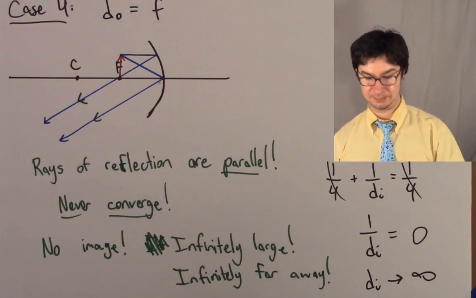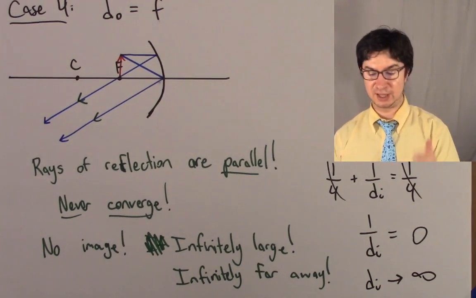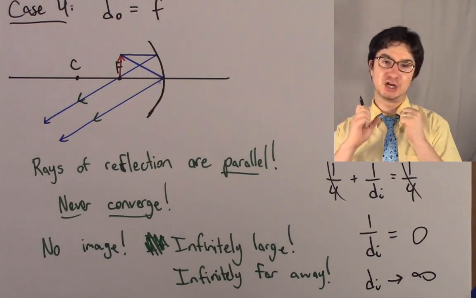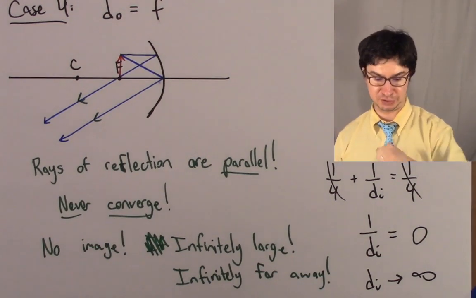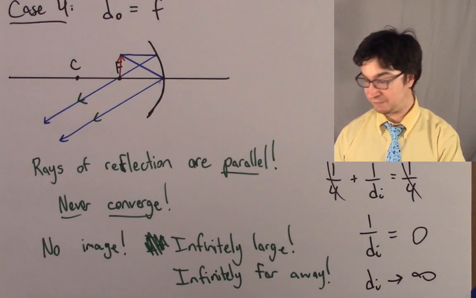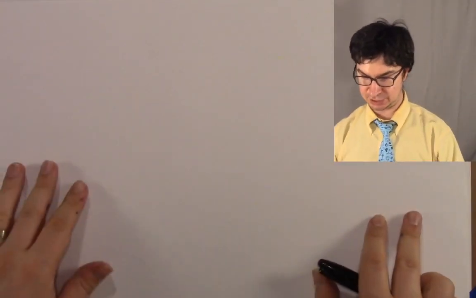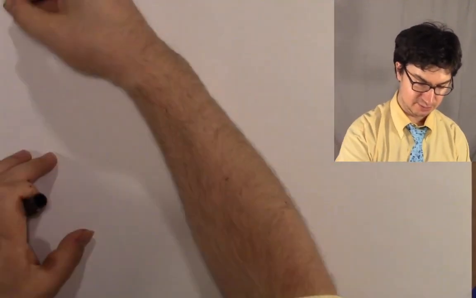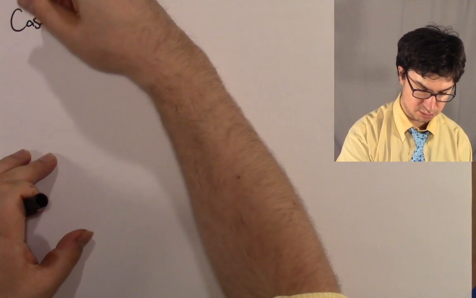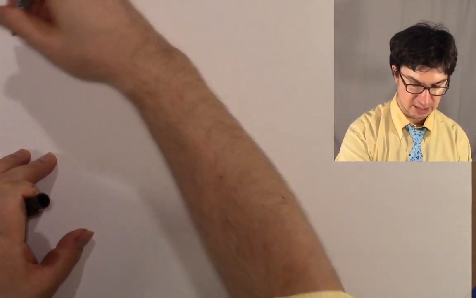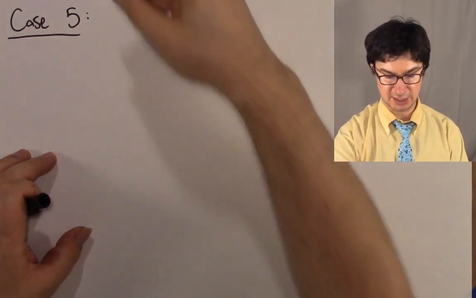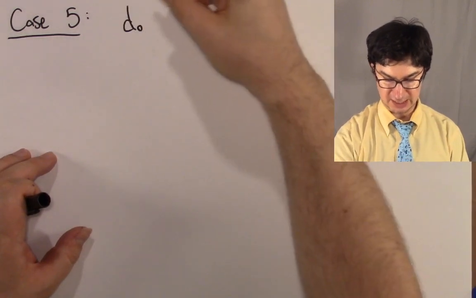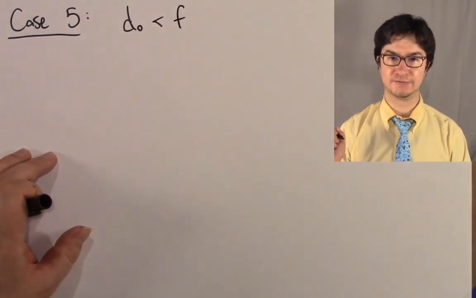Okay, I have a video from another teacher that I want to show you in a second that illustrates the image kind of disappearing at the focal point. But first, let's tackle case 5, which is the last case for concave mirrors. And case 5, as you can predict, is where the object distance is less than the focal length.